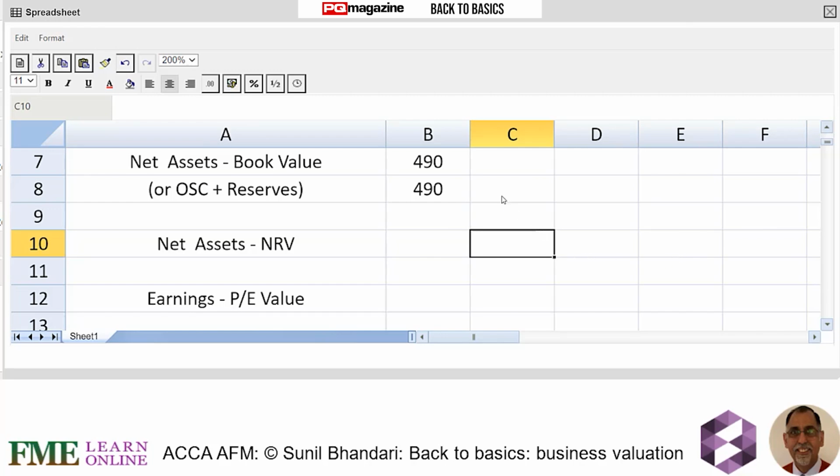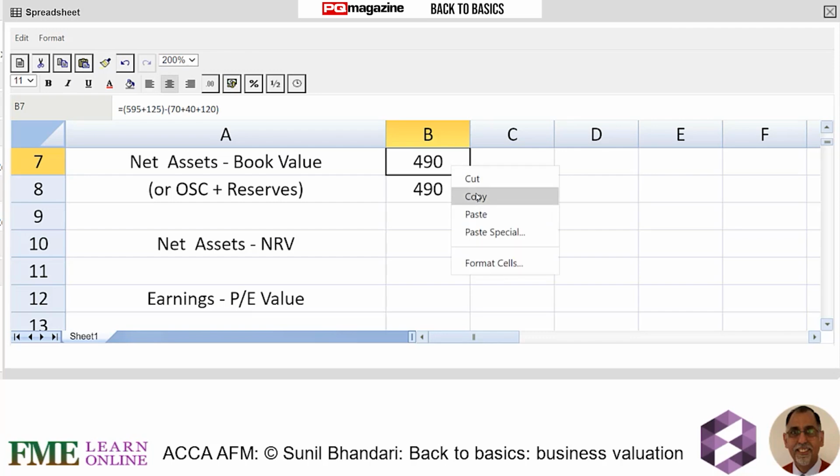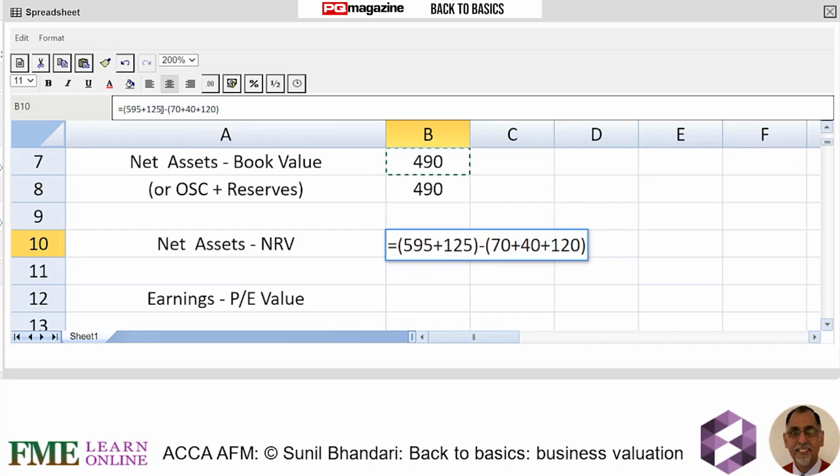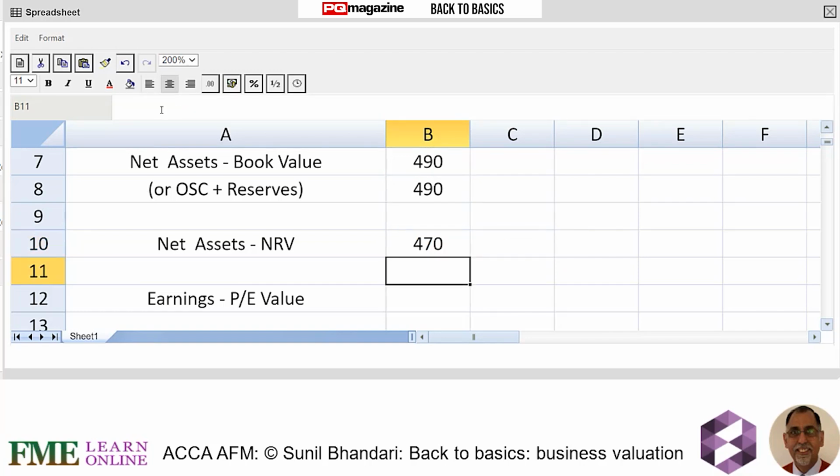So the best way to do this on the spreadsheet is to take what we did for the book value calculation, copy it, paste it, and then do an edit. And the edit we want to do is on the asset valuations. So on the assets, we want to put in 625 as the realisable value of the non-current assets, and then add on to that the 75 million for the current assets, enter, and we've got 470 million.